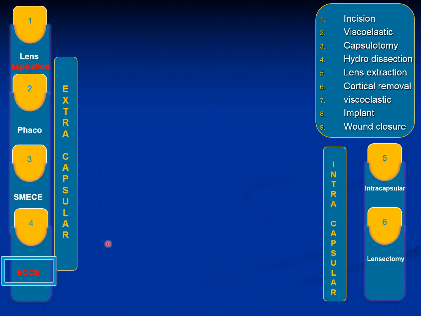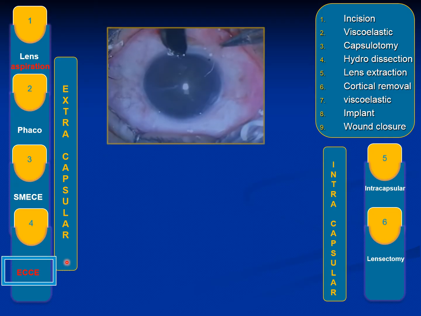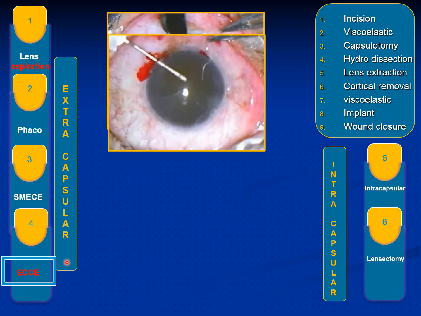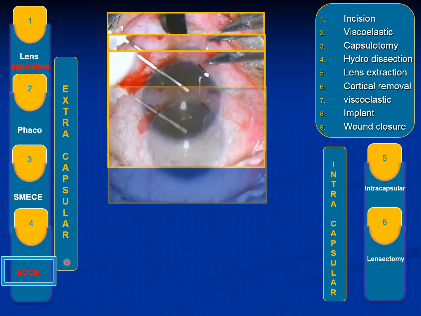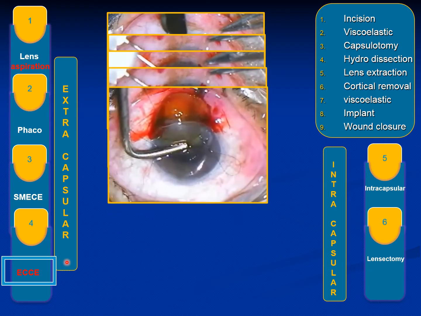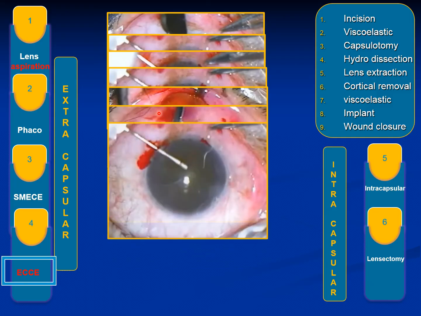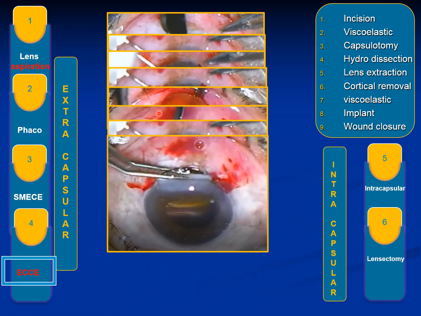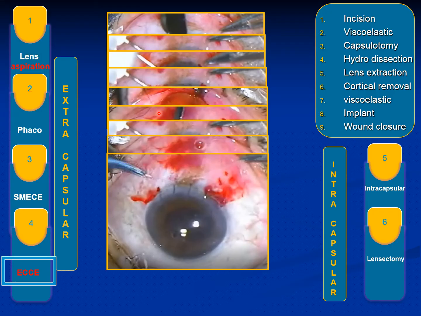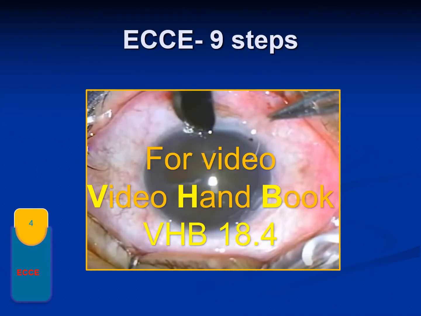The last type of extracapsular cataract extraction is ECI, the same 9 steps: corneal incision, viscoelastic injection, capsulotomy, hydrodissection, lens removal. You can see the brownish lens coming out as a whole through the wound. Then the cortical removal with the help of Simcoe. Then again viscoelastic injection, putting the lens inside, and then you can see the 4 stitches, 1, 2, 3, 4, which is again a different step as compared to the other types of cataract surgeries. For the video, you need to watch VHB 18.4.